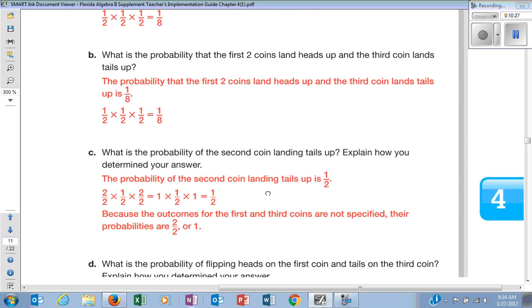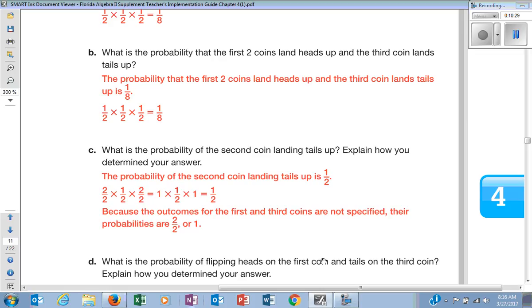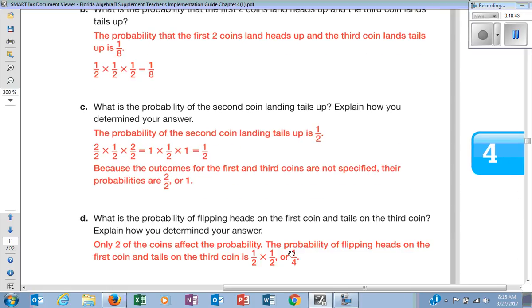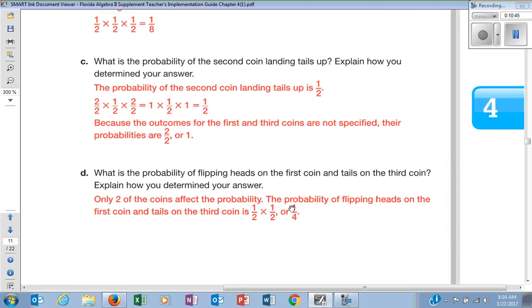What is the probability of flipping heads on the first coin and tails on the third? What are the only two events that are really affecting this? First and third. What's the probability of the first one landing heads up? Tails? 1/2 times 1/2 is 1/4. Does that make sense?